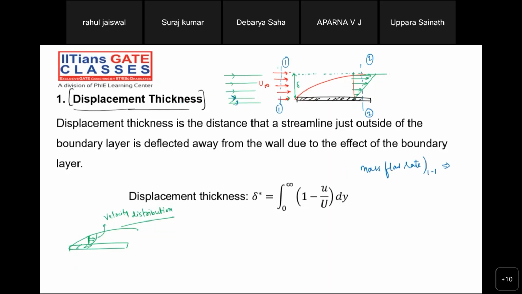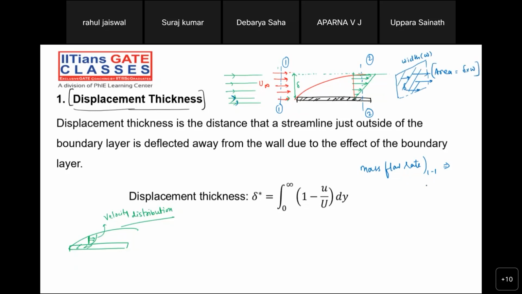What is the mass flow rate at section 1? See, this is the delta and the width of the plate. Let me call the width of the plate W. This will be the area for the flow, over which the flow is happening. So what is the area of the flow? Delta into W. Can we write like that?